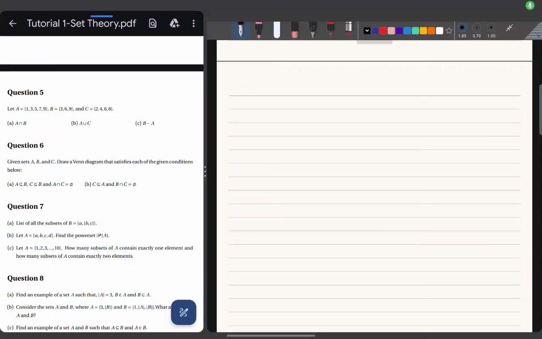Let's look at number 6. So we're going to write question 6. Okay, we have to be as fast as we can. Let's move. Given sets A, B, and C, draw a Venn diagram that satisfies each of the given conditions below. No problem. Venn diagram, come over here, sir.